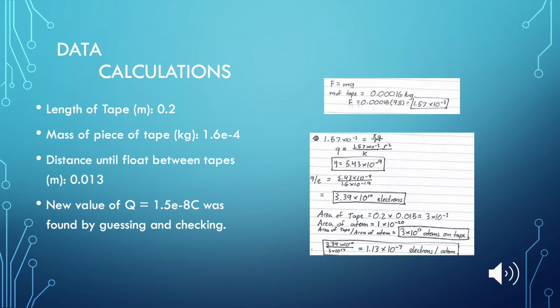In the top right, you can see my calculation for the gravitational force on the tape. Below is my calculation for the charge on the tape based off of Lab 1's point charge model. This number is therefore no longer relevant, as now we need to find a way to model this with a line of charge model. The new value of Q that I got through this new model was found to be 1.5 times 10 to the negative 8, which I found by guessing and checking.